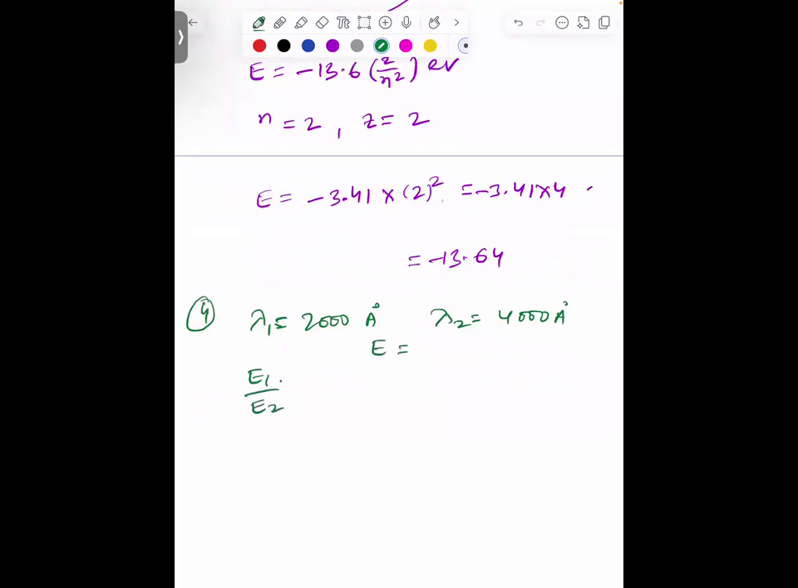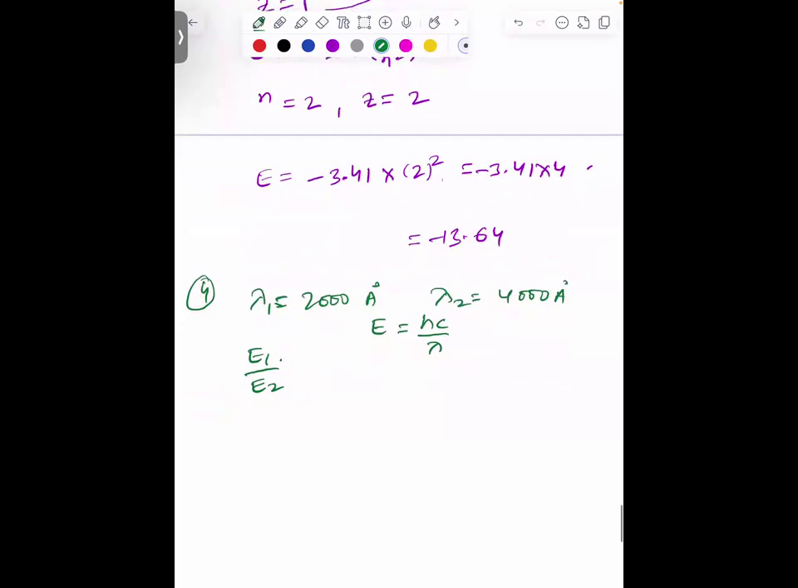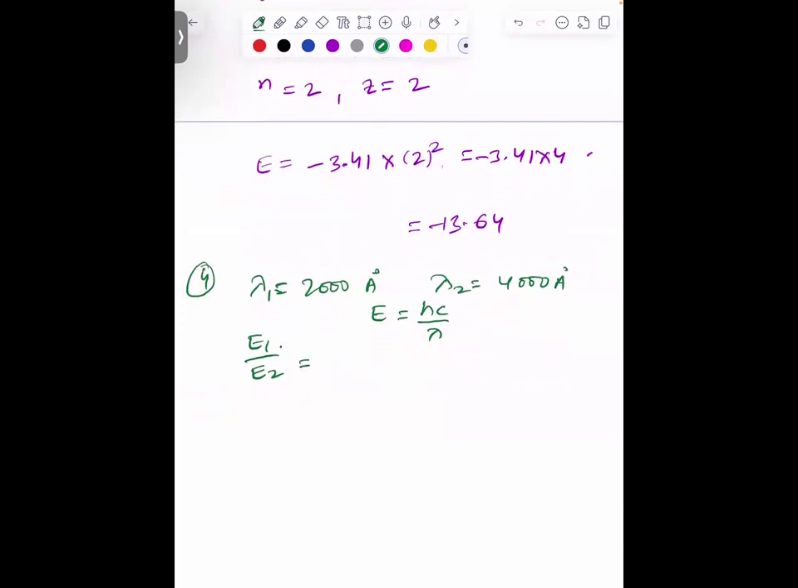But we know E equals hc by lambda. So h and c are constant, so the ratio is lambda 2 upon lambda 1. Yes or no? H and c will be cancelled out. Lambda 2 is 4,000, lambda 1 is 2,000, so 2 is to 1. So the ratio is 2 is to 1, or 2. It is a simple one.